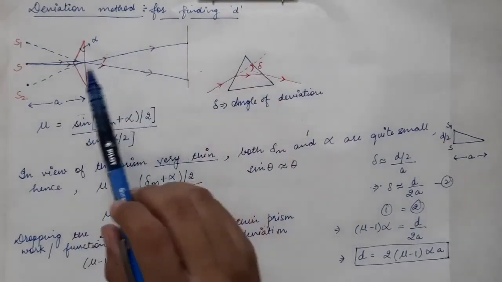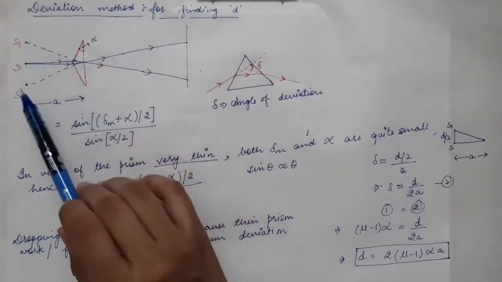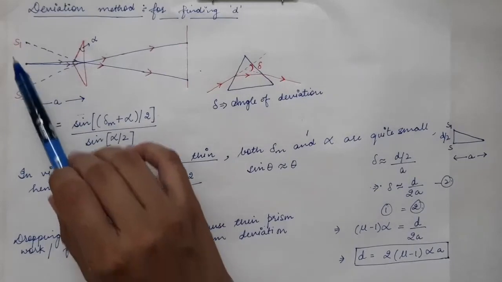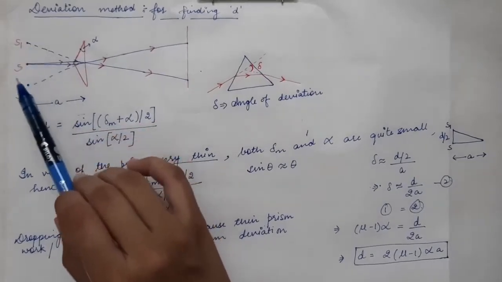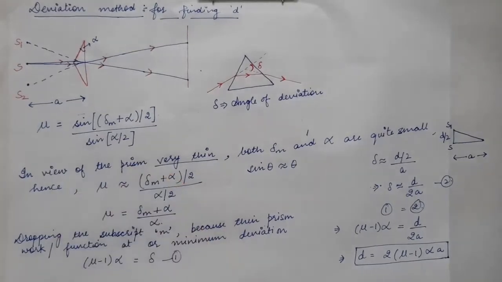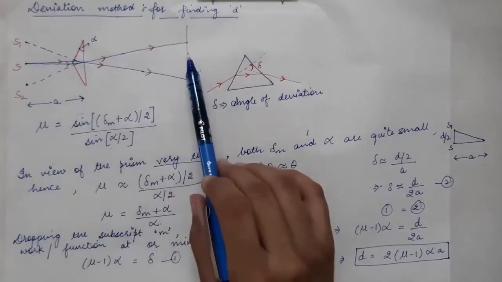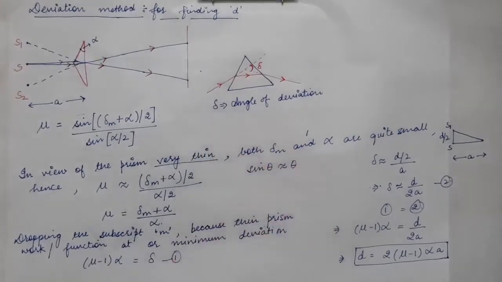So we did the construction of Fresnel biprism and we found how two virtual sources are formed. Since these sources are formed from the same source, S1 and S2 will be coherent sources. So coherent sources will be formed, and hence the interference pattern that is obtained is a stationary interference pattern.